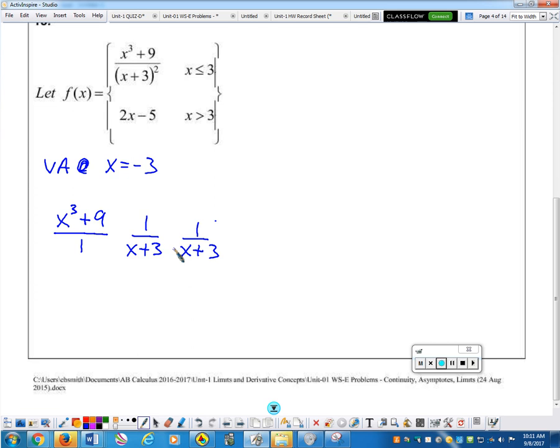Okay, and why did you pick the top? The bottom one can't have a vertical asymptote because it has no denominator that contains an x. Good question. Anybody else?